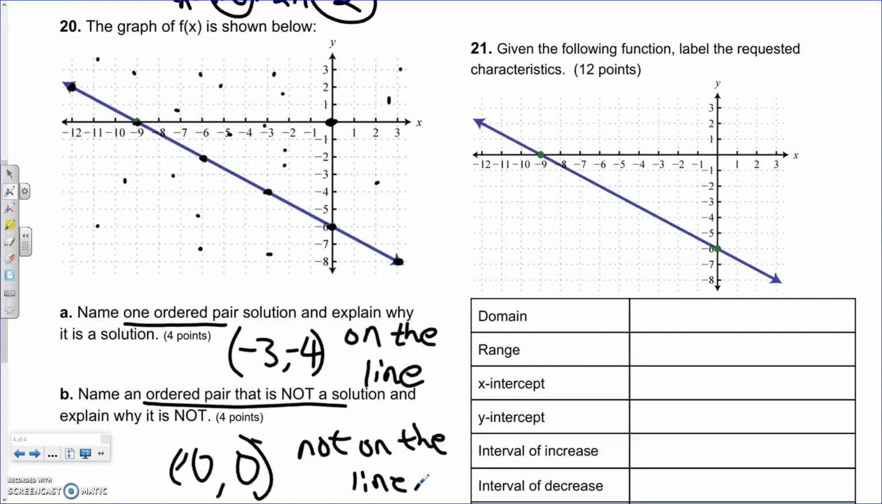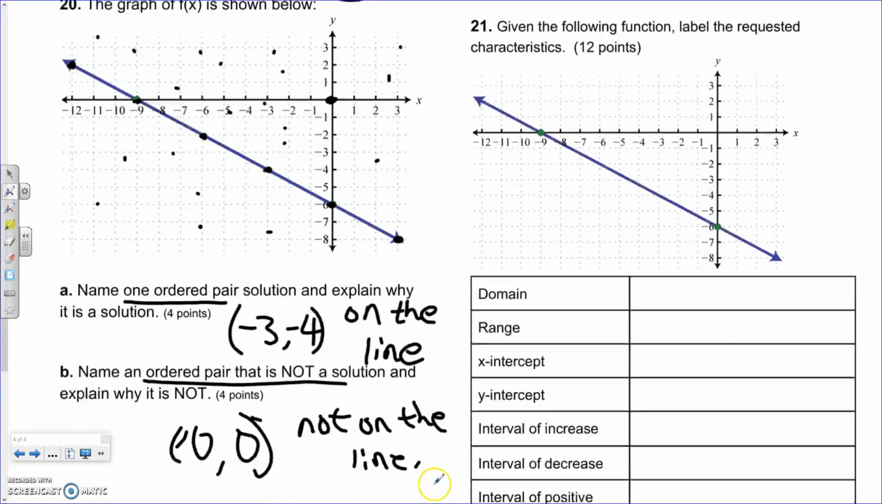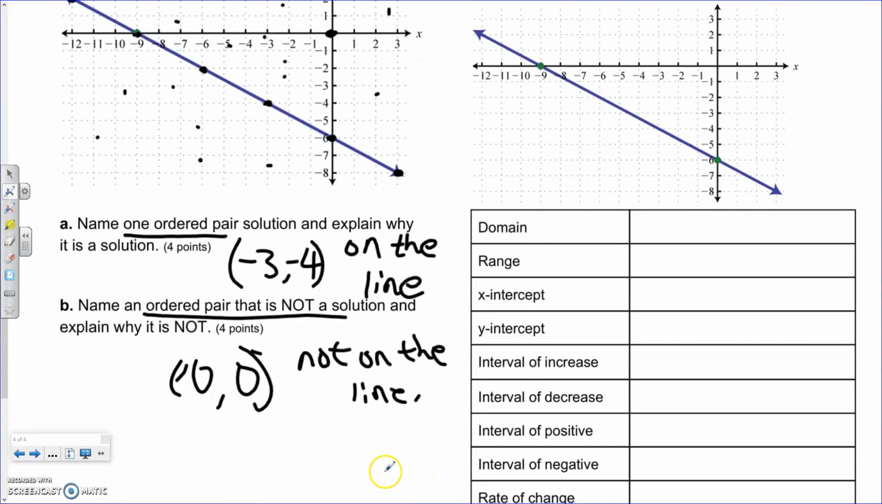All right, last question is number 21. Number 21 wants us to list all the characteristics. Now, the only characteristic you won't have to list here is the interval of positive and negative. You won't have to list that one tomorrow, so you can go ahead and take it off. Interval of positive, interval of negative. Not doing that one.